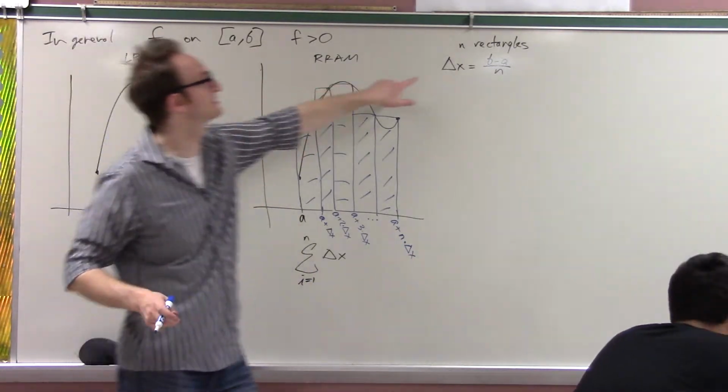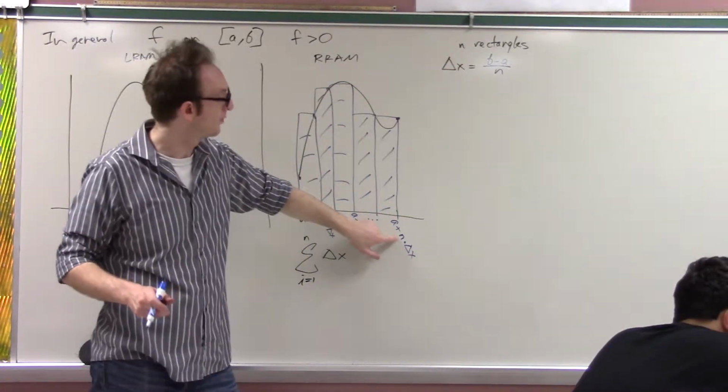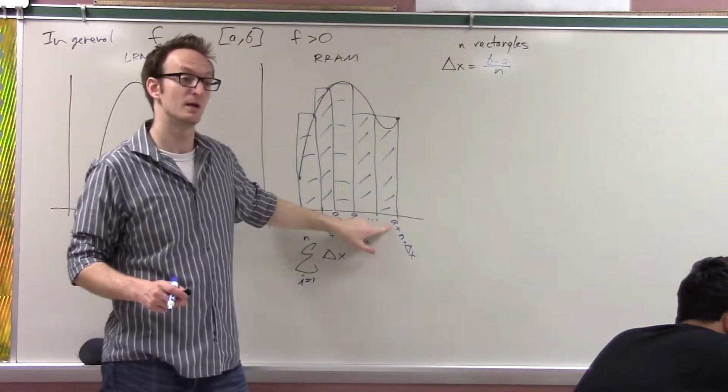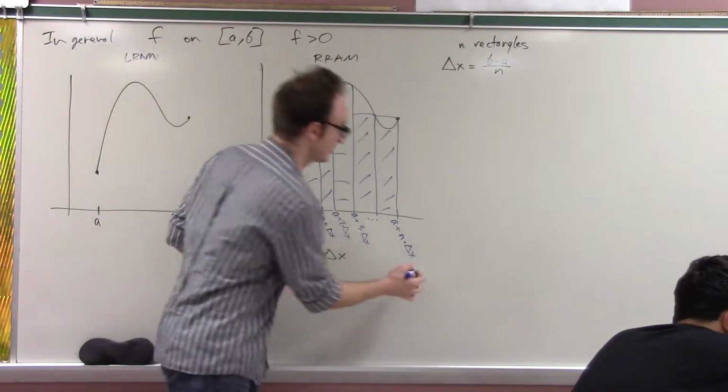And of course, since delta x is b minus a over n, when you multiply n by b minus a over n, you get b, right? Which is exactly what you're supposed to get. Is everyone with me?